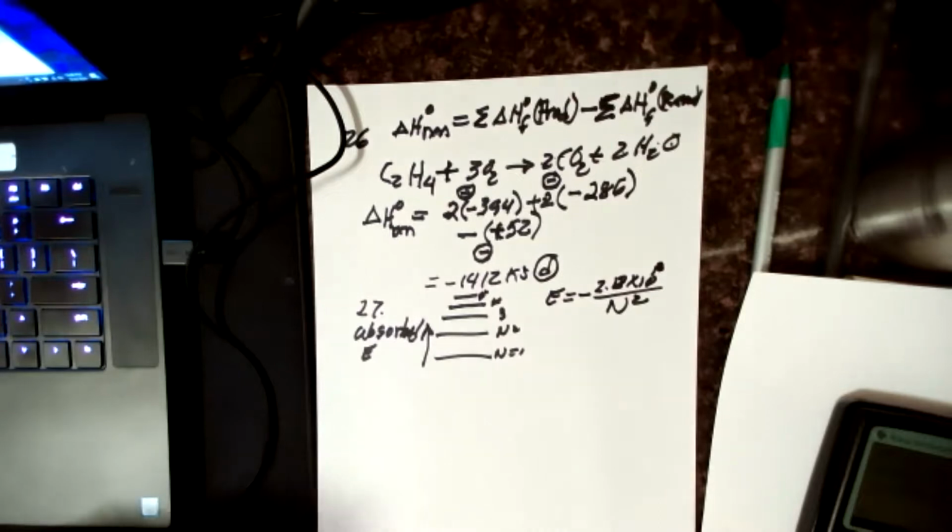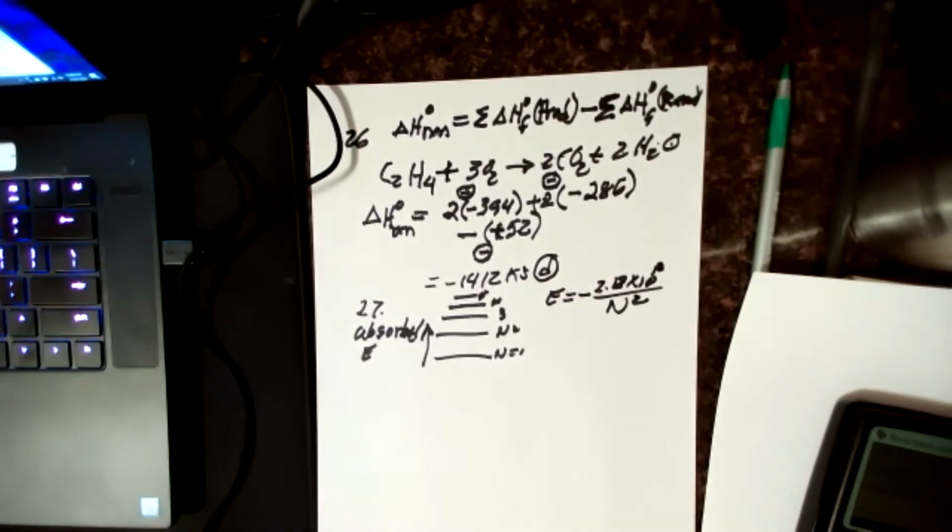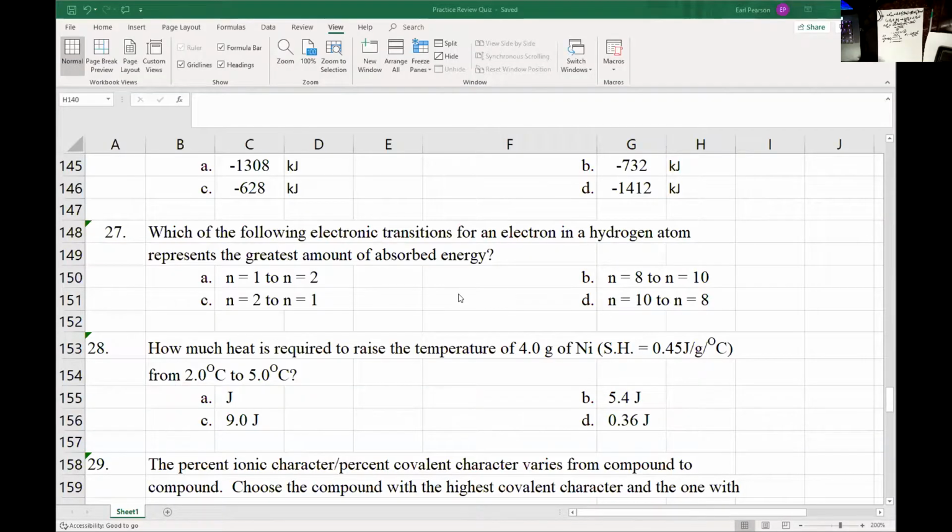Let me screen share it with you. That'd be easier. Now, I'm looking at this. In this first one, if I'm going from 1 to 2, that is absorbed energy. But if I'm going 2 to 1, that's emitted energy. I can eliminate C. 8 going to 10, that's going up, that's absorbed. 10 going to 8, that's emitted. So the only 2 responsible answers are A or B.